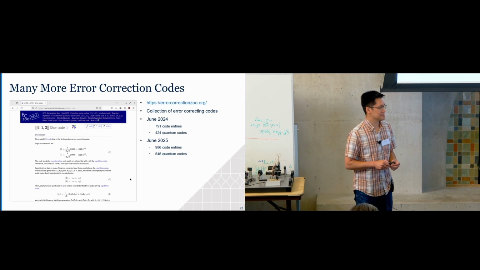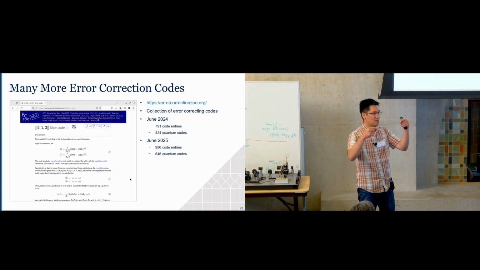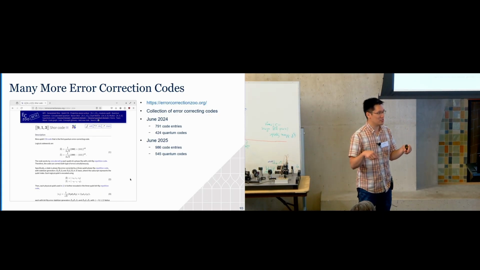But I have an actual question: why does he need 9 bits? I did not grasp why he needs that. Oh, it's because you need 3 to do the phase, and then each one of those 3s turns into 3 in order to do the bit flip. So that becomes 9.